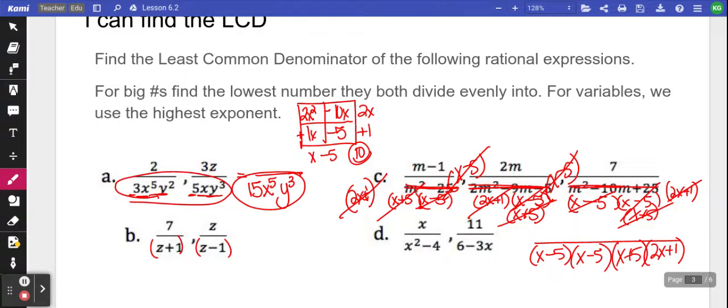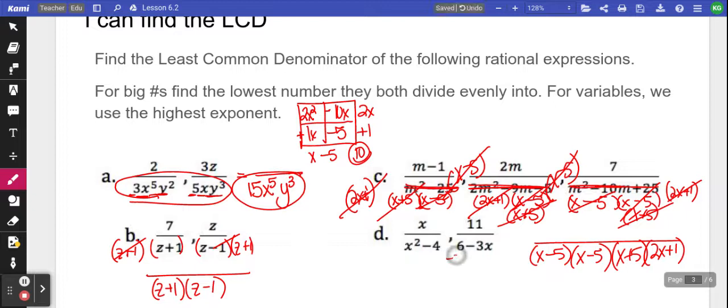On B, these are not quite the same, but if I give this one a z plus 1 and give this one a z minus 1, now they would be the same. So their common denominator would be z plus 1, z minus 1.